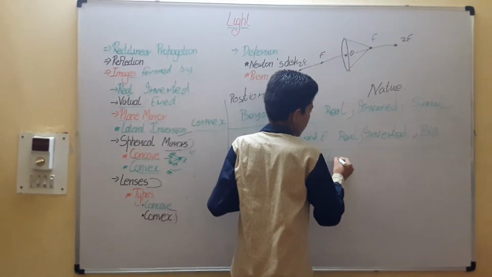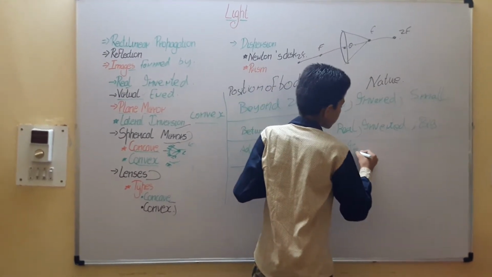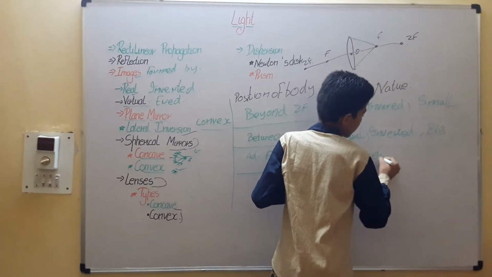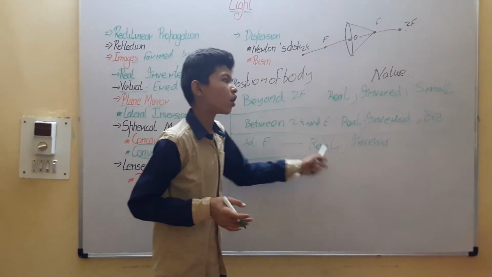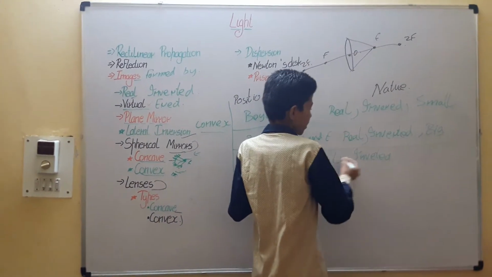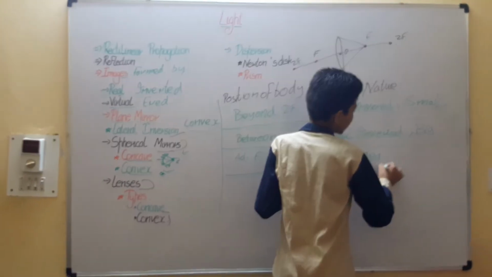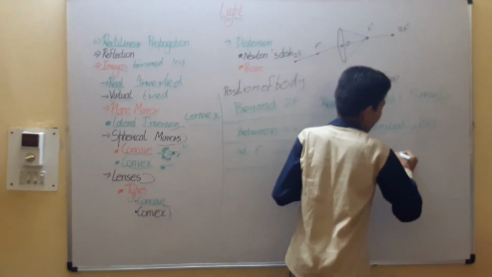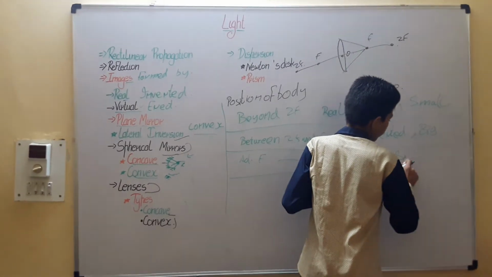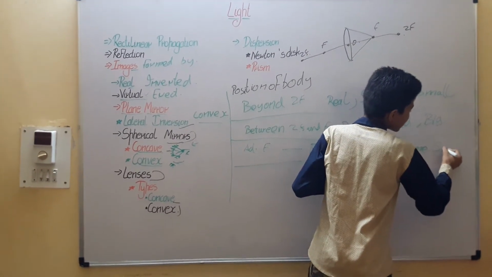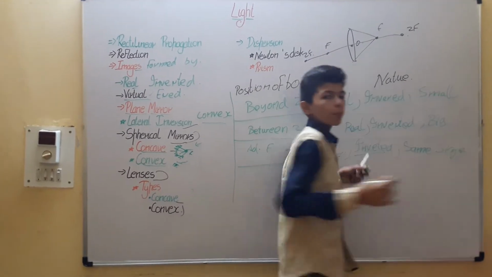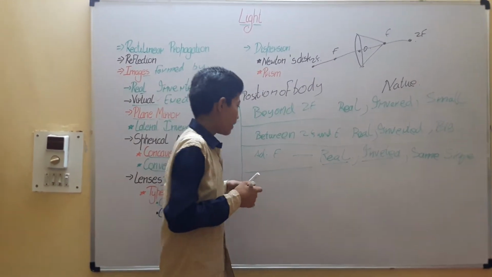Then when it is at focus, the image would again be a real image, and it would be an inverted image, because we know that when an image is a real image, it is already an inverted image. It would have the same size as the body.